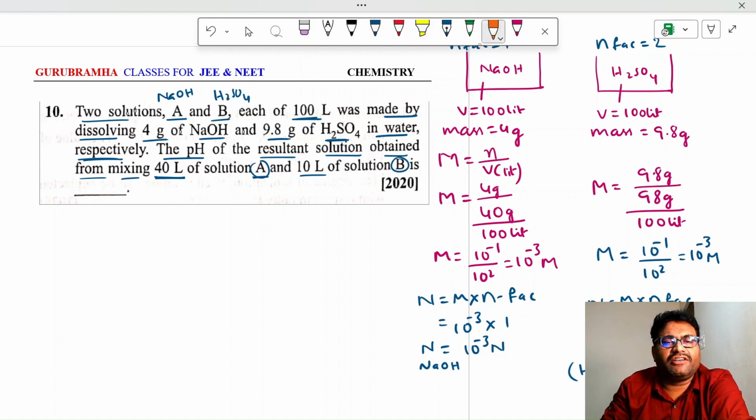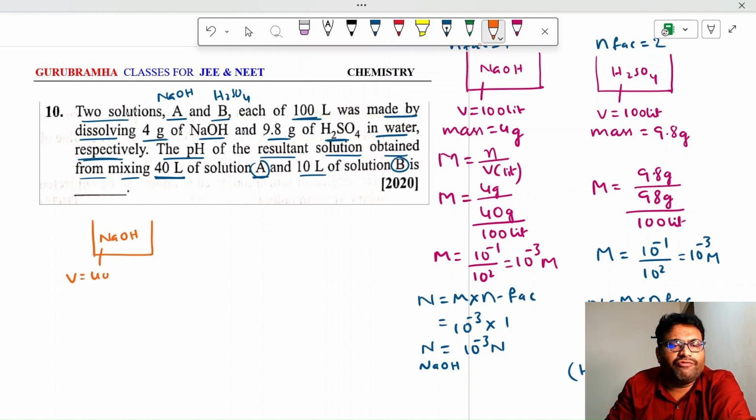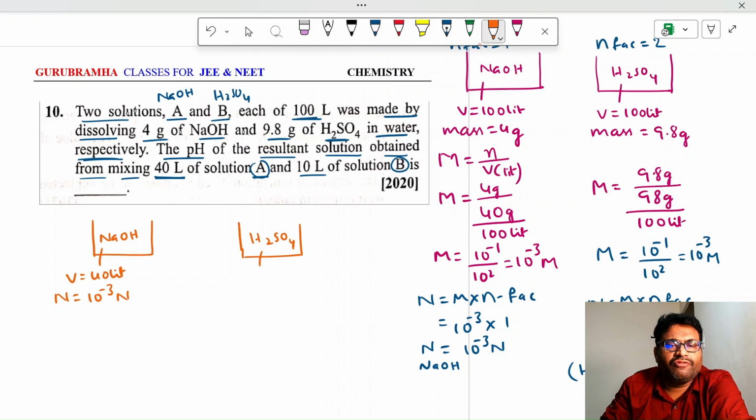So let us see that. Now, how much is taken? What is this? This is NaOH. Volume is equal to 40 liters. Normality is equal to 10 power minus 3 normal. Now, what is this? This is H2SO4. Volume is equal to 10 liters. Normality is equal to 2 into 10 power minus 3 normal.